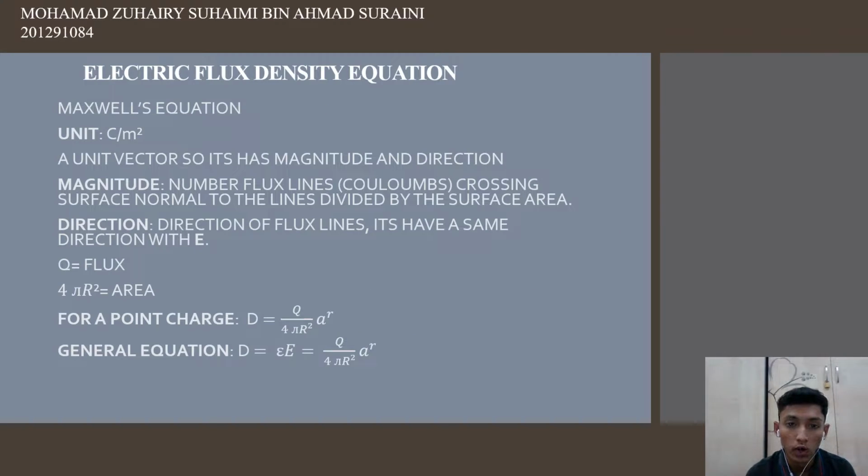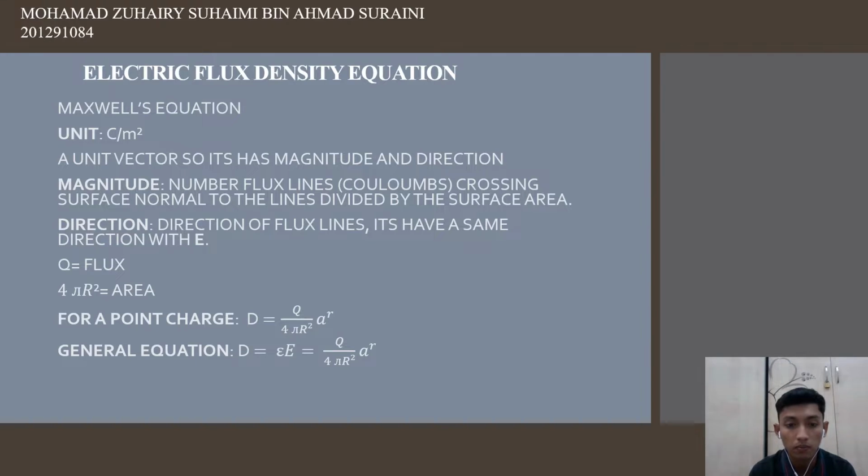Next we will go to electric flux density. I will use Maxwell's equation. The unit is coulomb per meter square. This is a vector, so it has a magnitude and direction. The magnitude is the normal flux lines in coulombs crossing a surface normal to the lines, divided by the surface area. The direction of the flux lines is the same as the direction of E. If you learn about E, you know the direction because it is the same as E.